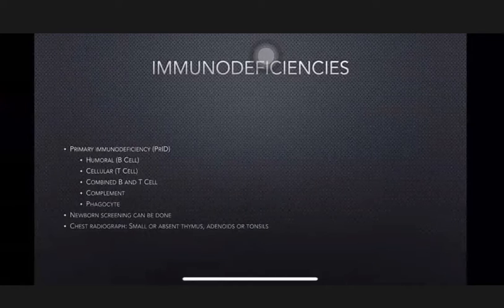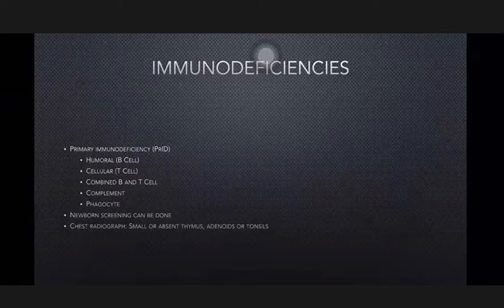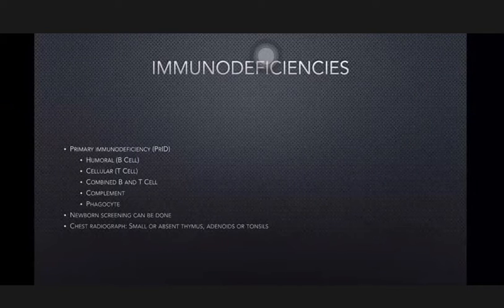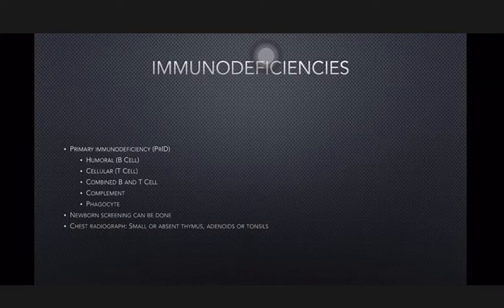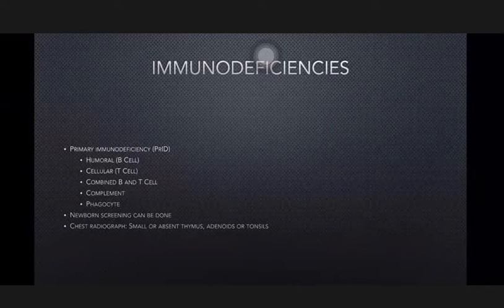Newborn screening can be done to test for some primary immunodeficiencies such as severe combined immunodeficiency and DiGeorge syndrome. However, there are no screening tests for the majority of primary immunodeficiencies, and diagnosis is usually made when there are frequent or unusual infections. So a chest radiograph of these patients usually shows a smaller or absent thymus, adenoids, or tonsils, which is a feature of several primary immunodeficiencies and can be useful for differential diagnosis. However, it is not always definitive of an immunodeficiency.